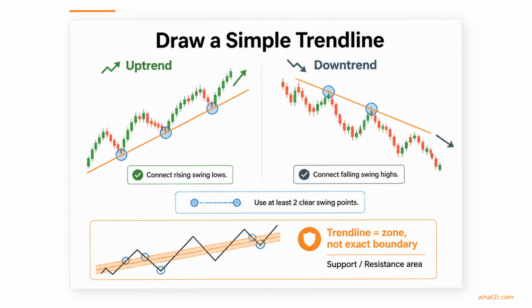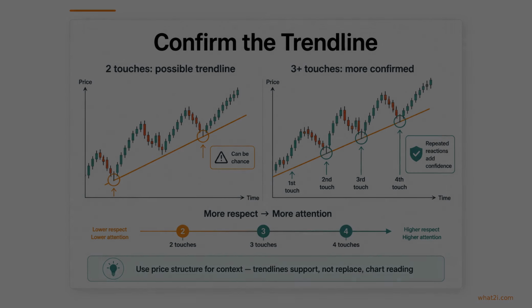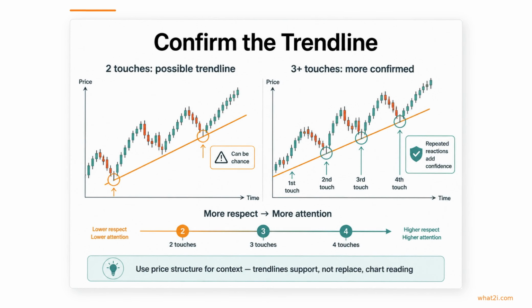But a trend line should not be treated like a laser-precise boundary. It works better as a zone or reference area where price may react, not as a line that must be obeyed to the cent. A trend line becomes more useful when price reacts to it more than once. Two touches can be enough to draw a possible trend line, but a third touch often gives traders more confidence that the market is actually respecting it.